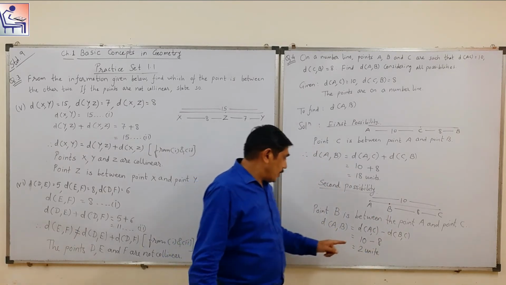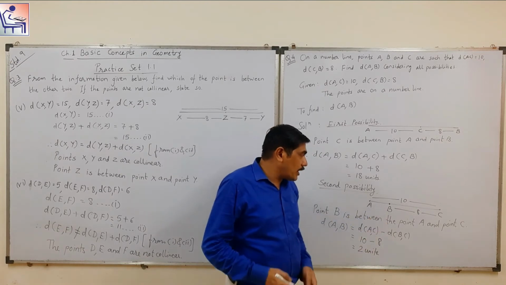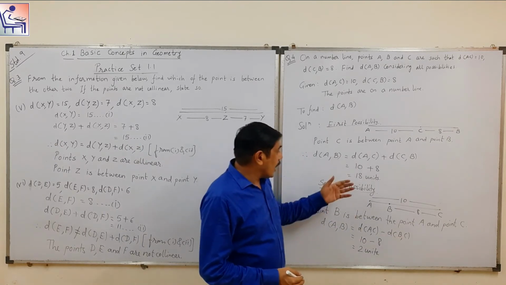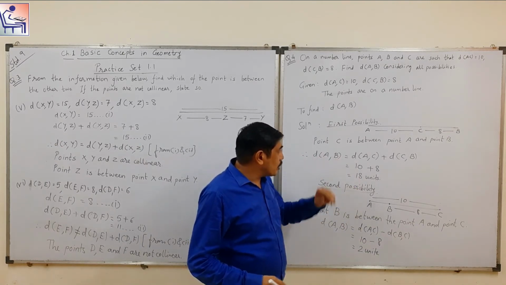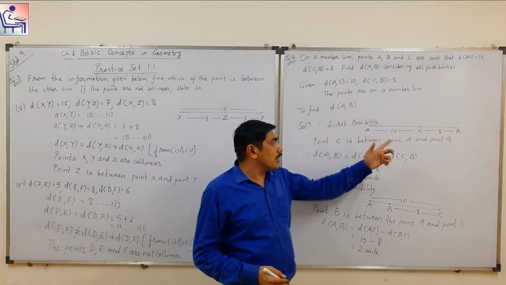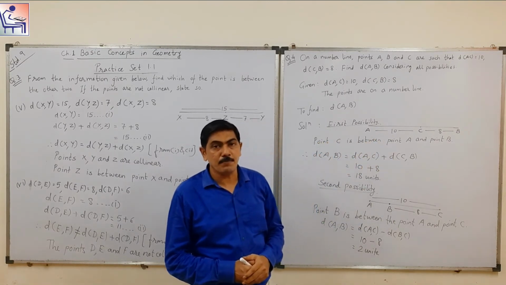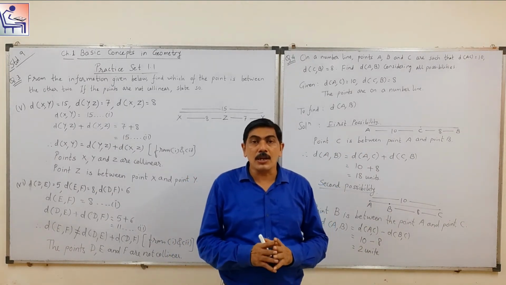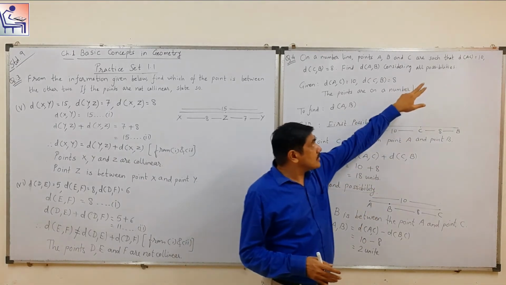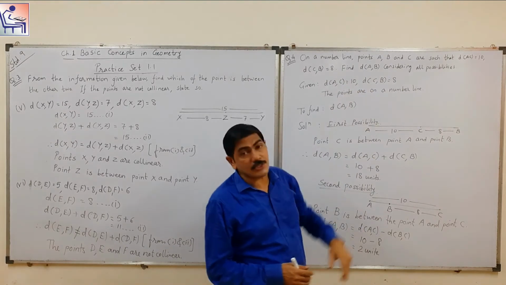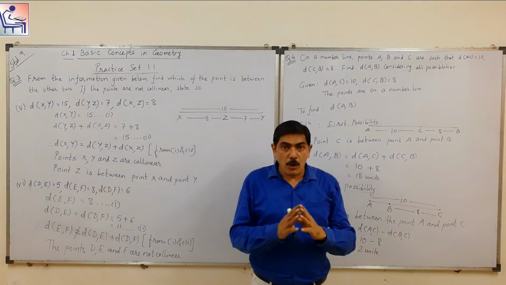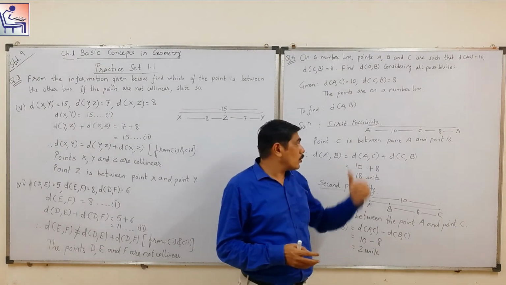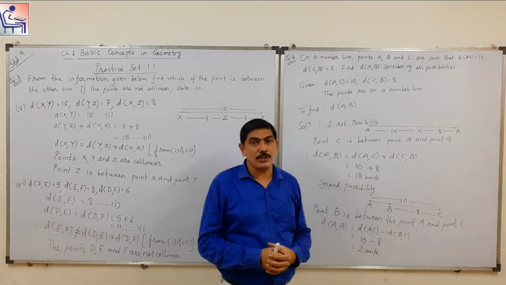So distance AB is equal to 2 units when point B is in between the point A and point C. And distance AB is equal to 18 units when point C is between the point A and point B. The question that point A is between the point B and C does not arise as distance AC is greater than distance BC. So here point A cannot lie between the point B and C. So only two possibilities which we have solved here.